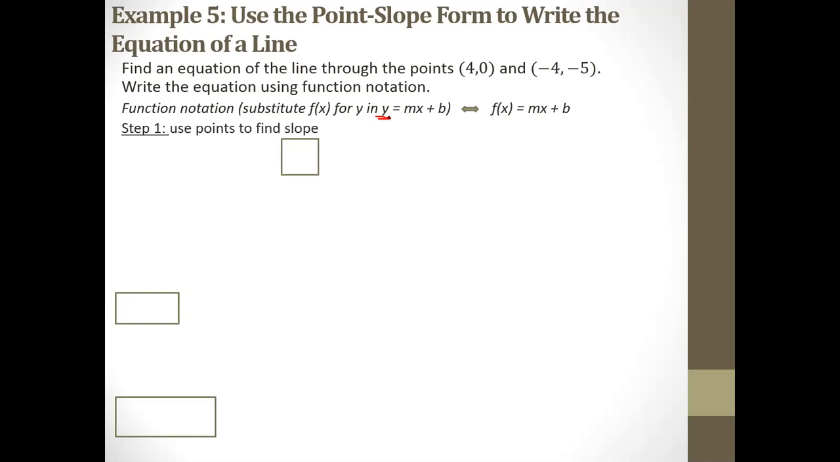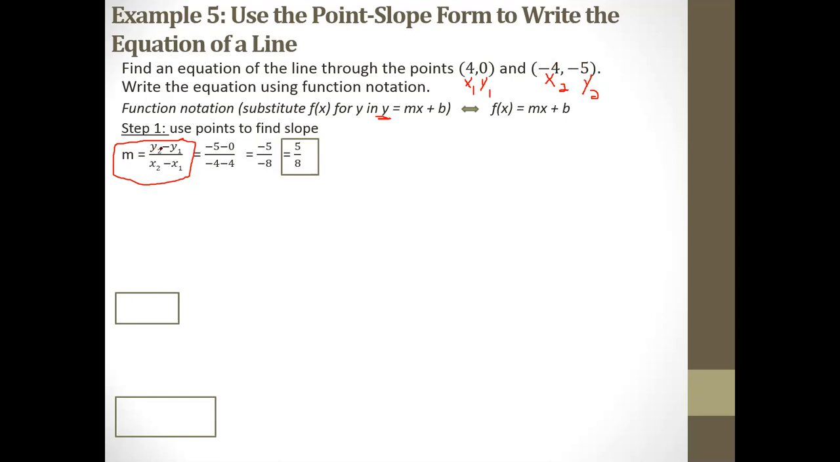Now, we're going to use those 2 ordered pairs that we were given to find the slope of the line. The formula we use to find the slope when we're given 2 points is the difference in the y values divided by the difference in the x values. So look at our 2 points here: (4, 0) and (-4, -5). That first point we would label as x sub 1, y sub 1, and that second point we would label as x sub 2, y sub 2.